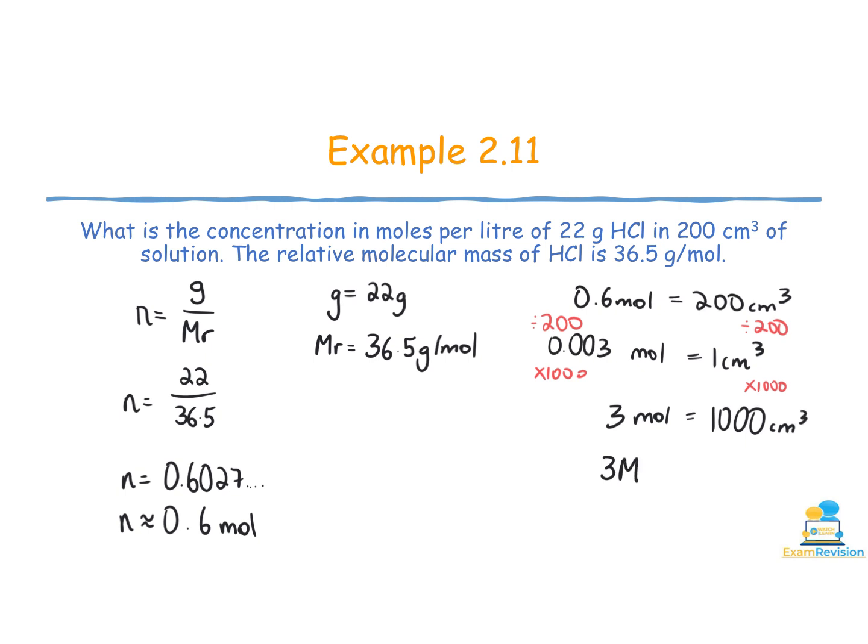Just to note too, you could, if you wanted to, when we had 200 centimetres cubed here, to make it up to 1,000 centimetres cubed, have multiplied it by 5 and then multiplied 0.6 by 5. However, I always like to do the exact same method every time, so I like to go to what 1 centimetre cubed would be and then up to 1,000 centimetres cubed, but either is perfectly correct.